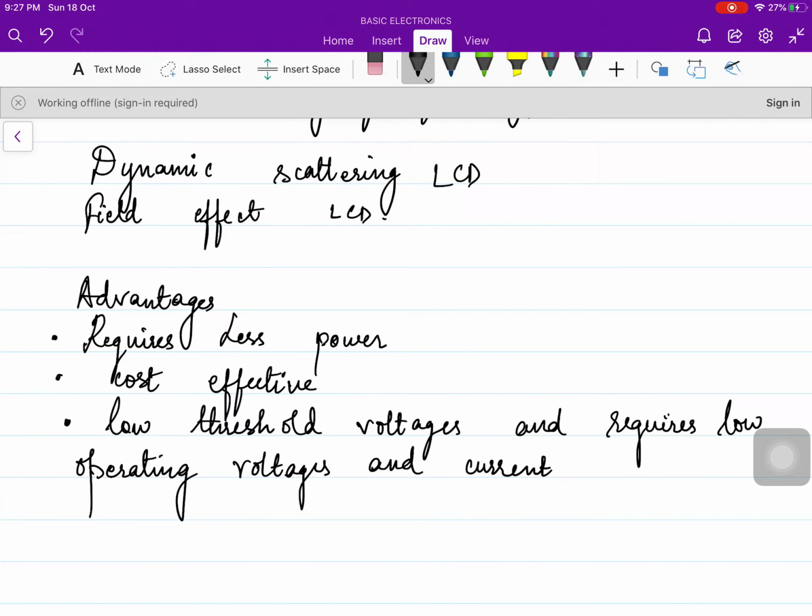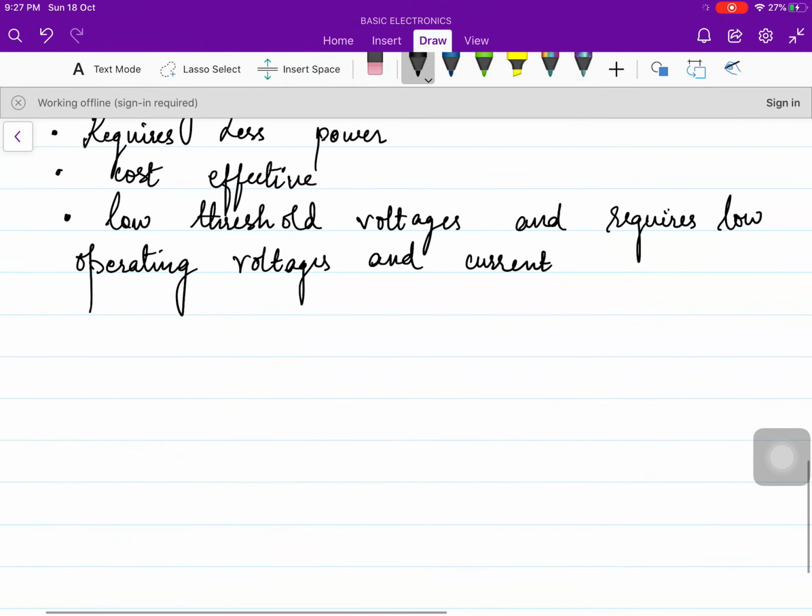Now if we talk about the disadvantages of LCD, the first one is it requires large area. Second thing, backlighting is very much necessary, as we see in our LCD TVs that are present in our home. Then the third one is low switching speed. It takes some time to start. And the other is small operating temperature range.